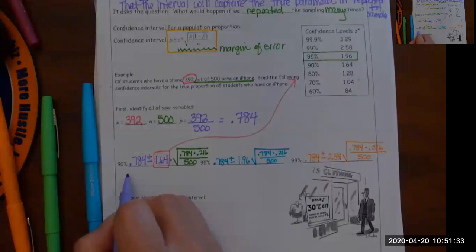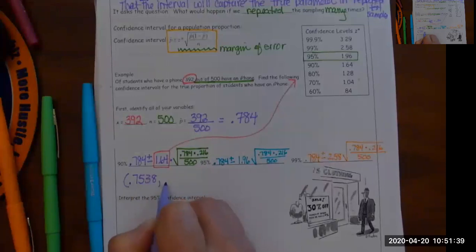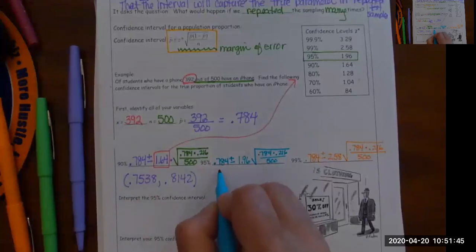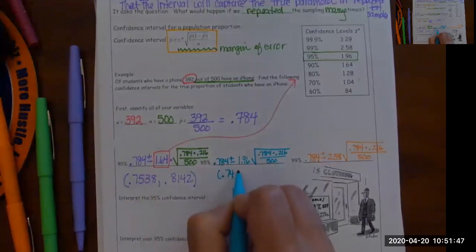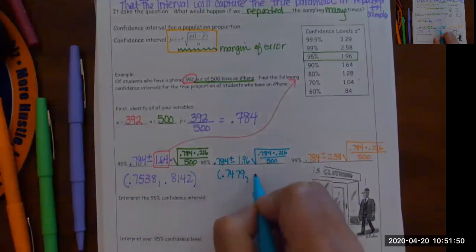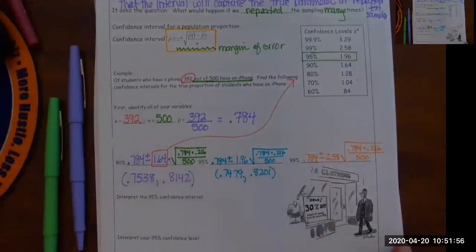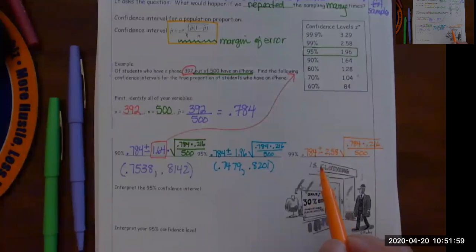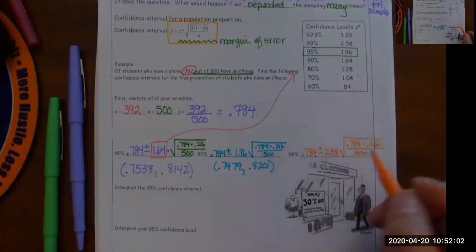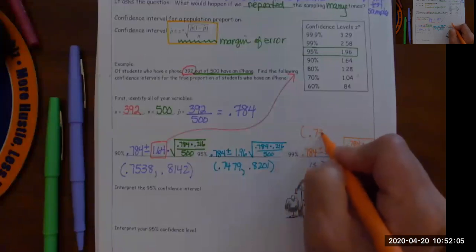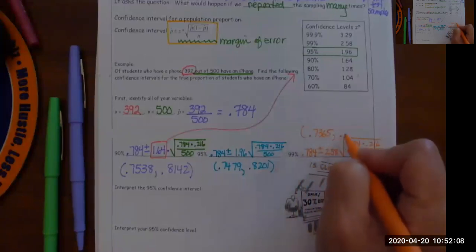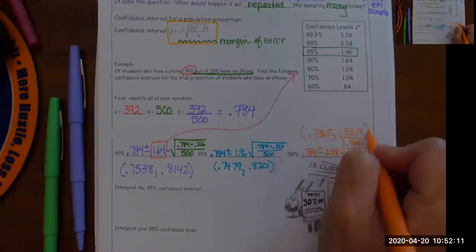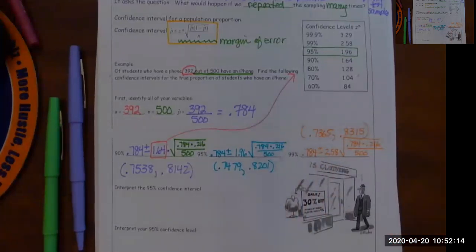Okay, good, you're back. Let's see if you got what I got. 0.7538, 0.8142. And on this one, we got 0.7479, 0.8201. And on this one, oh, I didn't type that one in yet. Oh, yes, I did. There we go. 0.7365, 0.8315. Notice what happened to the numbers.